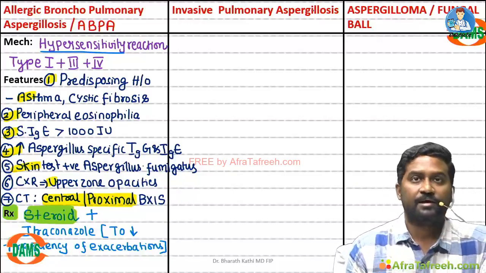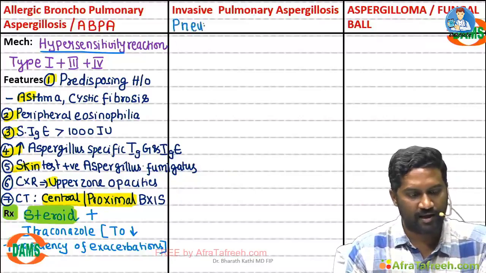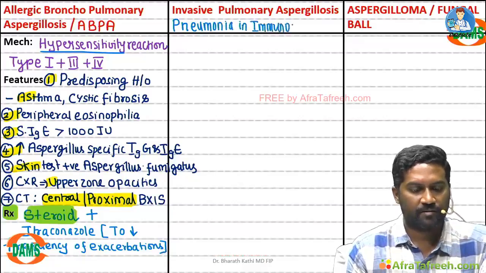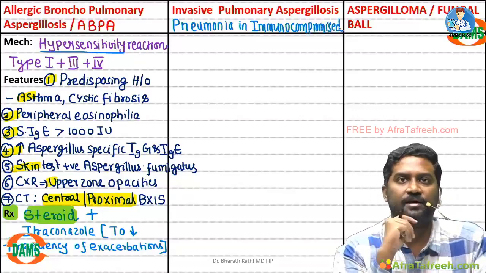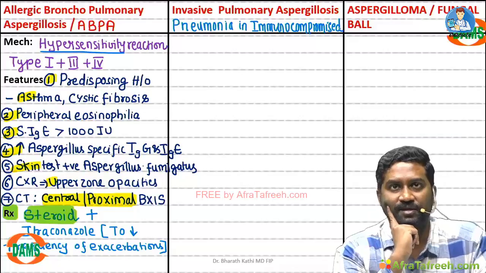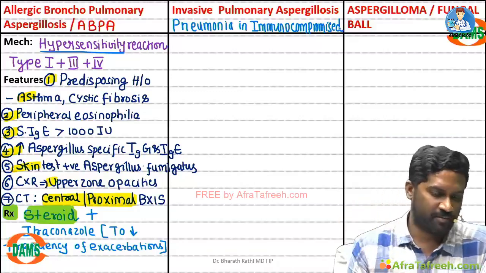Now coming to invasive pulmonary aspergillosis. This is actually an infection, active pneumonia happening in immunocompromised patients. Whenever the patient's immunity is low, aspergillus can cause a pneumonia. That pneumonia is called invasive pulmonary aspergillosis. Invasive pulmonary aspergillosis is pneumonia in the immunocompromised.